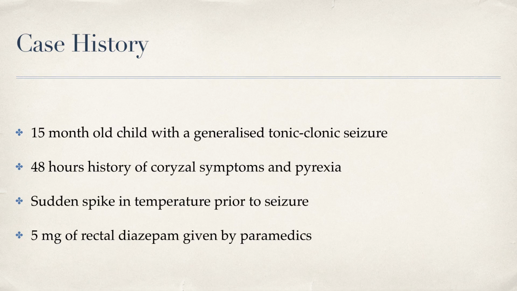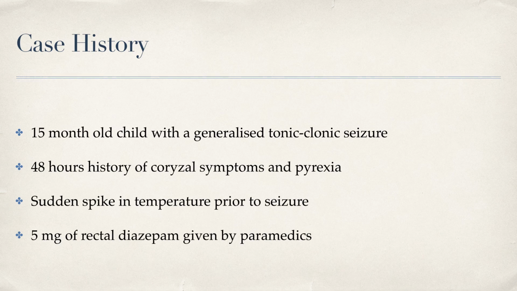The only family history of note is that both her father and older sister had febrile convulsions, but there's no family history of epilepsy. And there's no history of trauma, foreign travel, sick contacts, or possible toxin ingestion. She's been unwell for the last 48 hours with coryzal symptoms and pyrexia. And apart from being more lethargic than usual, she has no other systemic symptoms of note.